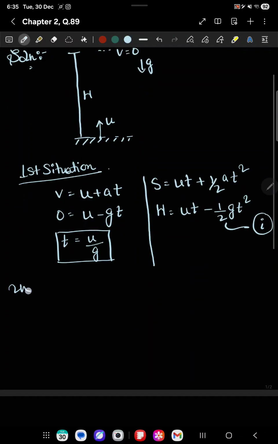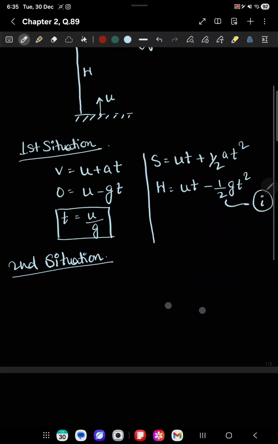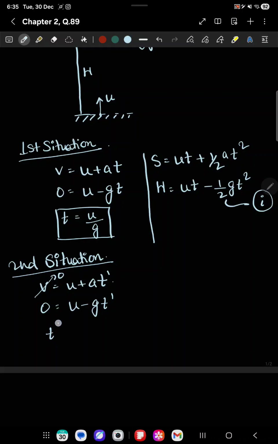Now we are writing the equation for the second situation. In the second situation, it is given the time taken will be twice the initial, right? So we are writing again v equals u plus at, with t dash for the second situation. Here again v is 0, so 0 equals u minus g t dash.